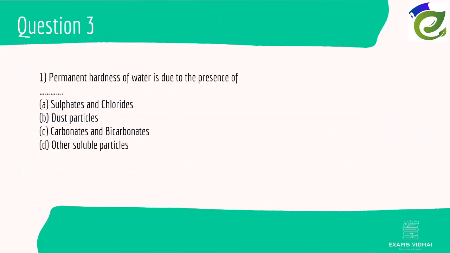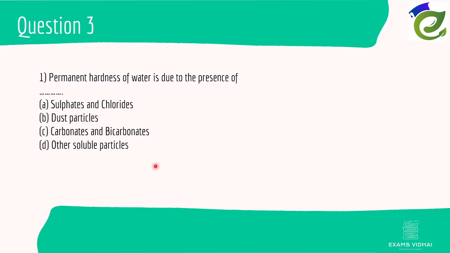Now for the practice question of this video. Permanent hardness of water is due to the presence of what from these options? You have sulfates and chlorides, dust particles, carbonates and bicarbonates, and other soluble particles. Take your time, pause this video and try to answer this question, and then come back. For those who want the answer, continue watching the video.